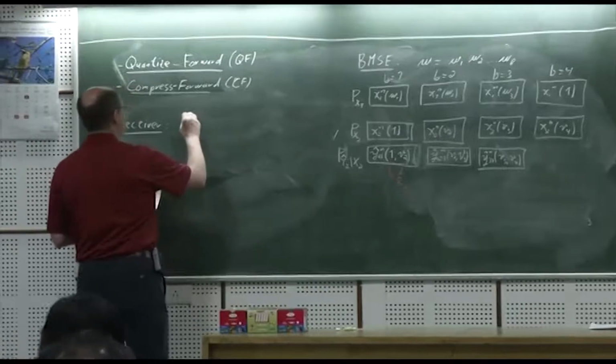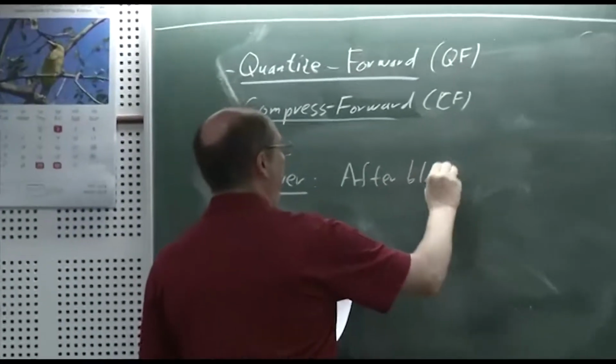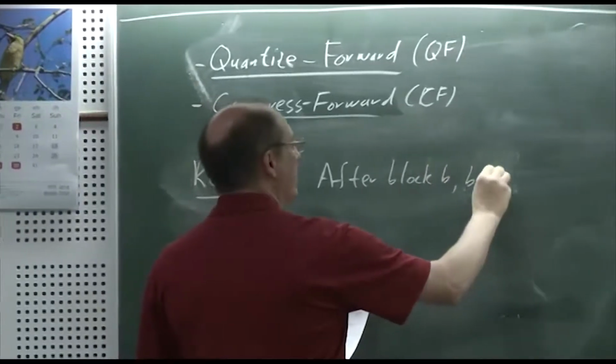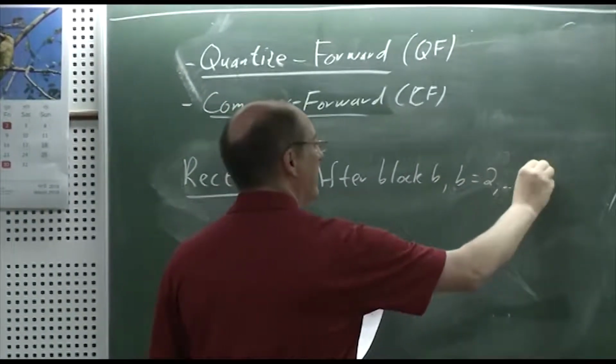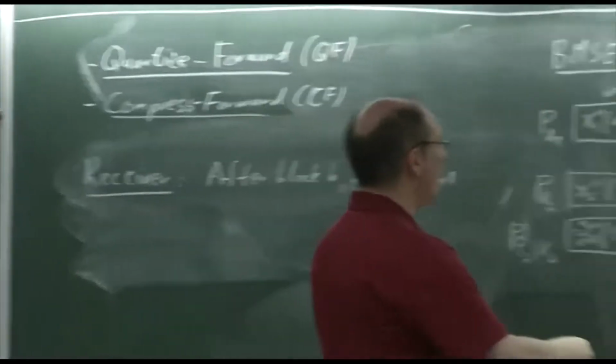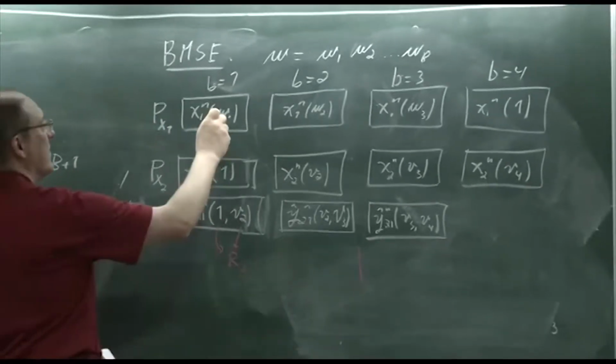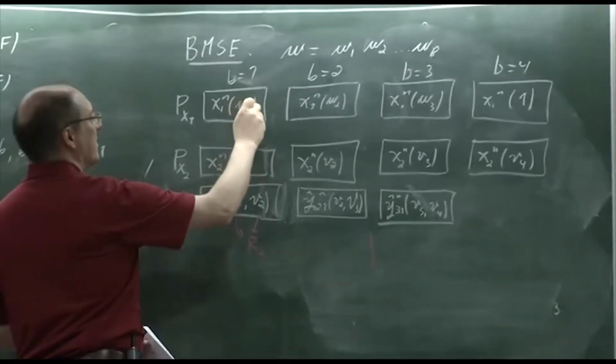Okay. So after block b, b equals 2 to b plus 1. I'll go right to the end. So what we're really interested in is decoding W1 now, right? After this block.